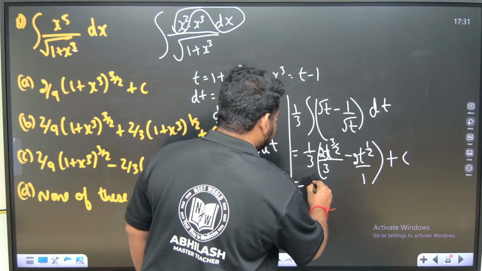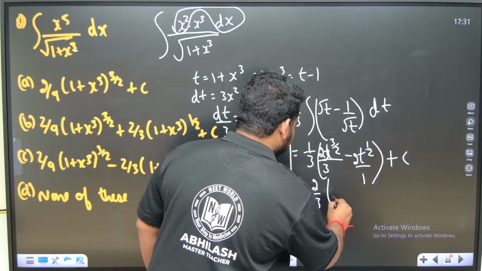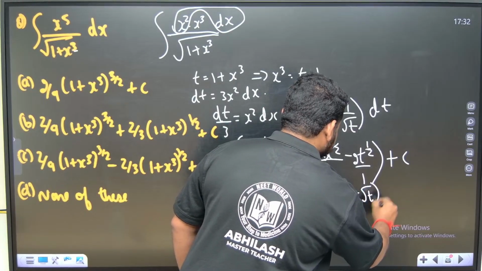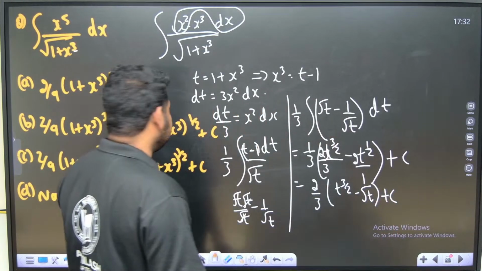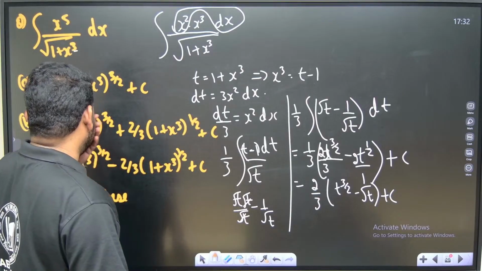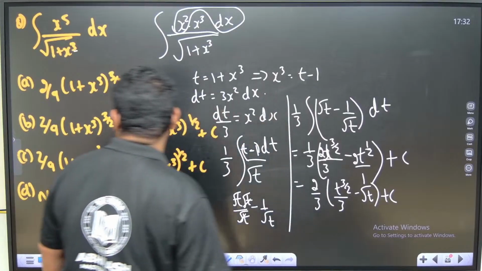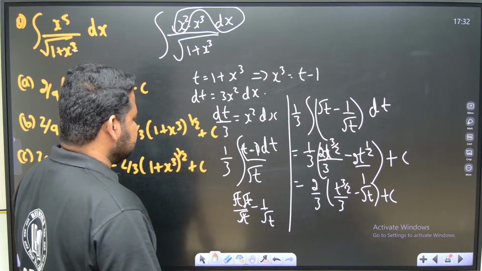Now here 2 is common, I can take 2 outside. This will become 2 by 3 into t to the power of 3 by 2 minus root t plus c. So this is what I have. Now what can I write here? Here I have 3 also. So if I separate and write it, this is what I have.